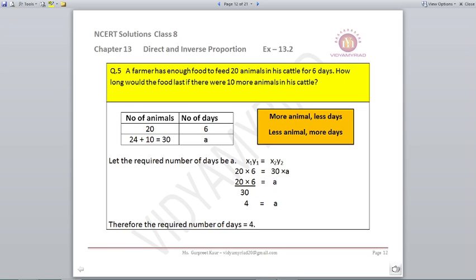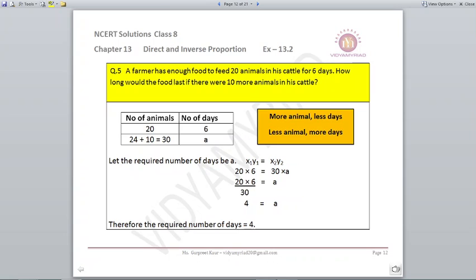Question number 5. A farmer has enough food to feed 20 animals in his cattle for 6 days. How long will the food last if there are 10 more animals in his cattle? Now animals are 20, number of days is 6. The animals are increased by 10 more, so animals are now 30. So what will happen to this? Definitely the food will finish fast. So let us find out in how many days the food will finish.